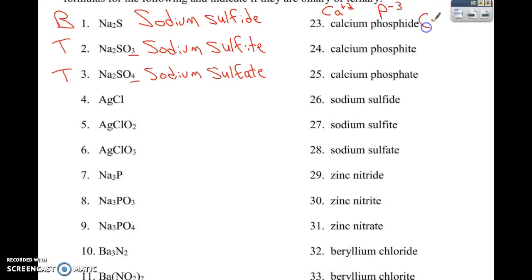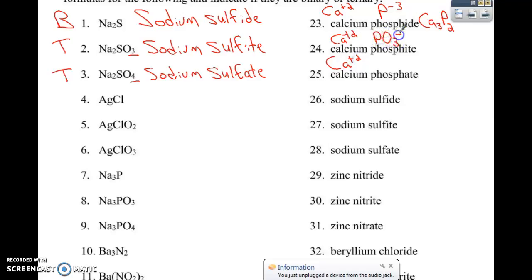So now you crisscross the charges like we did in the previous video. You have Ca3, P2. Alright, for the next 2 down, they are both calcium, they're +2. Phosphite is PO3 with a -3. Phosphate is PO4 with a -3. So the difference is those numbers, the subscripts there, 3 and 4.